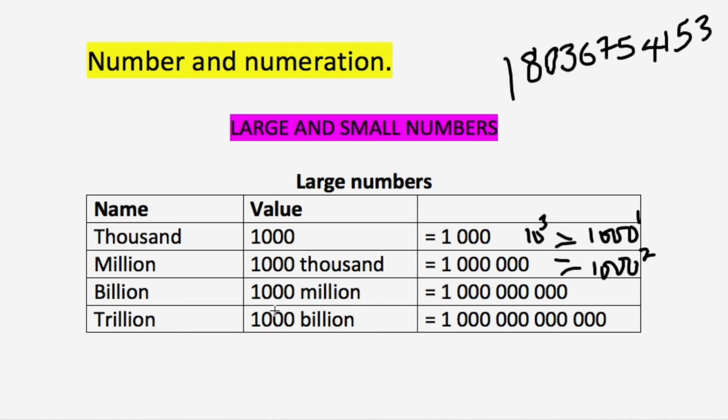What about billion? Billion is 1,000 million. Billion is 1,000 raised to power 3. You multiply 1,000 times 1,000 times 1,000. Or if you multiply 1,000 by 1,000 squared, you get a billion.